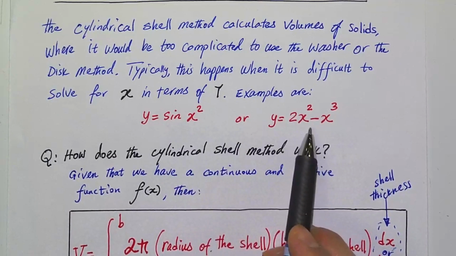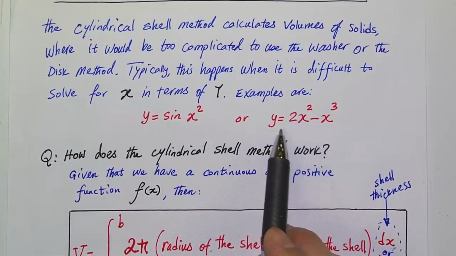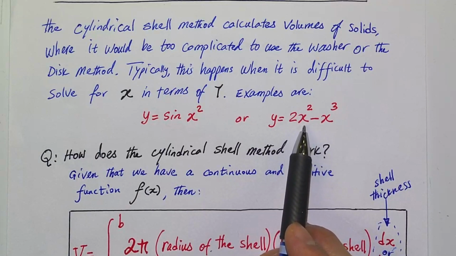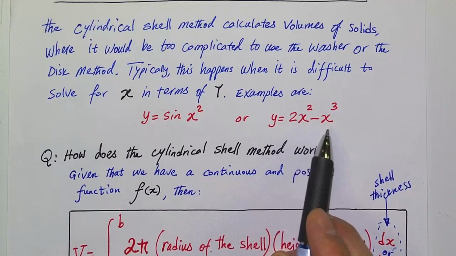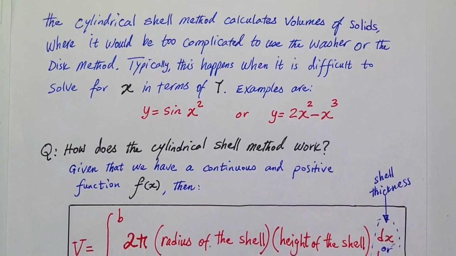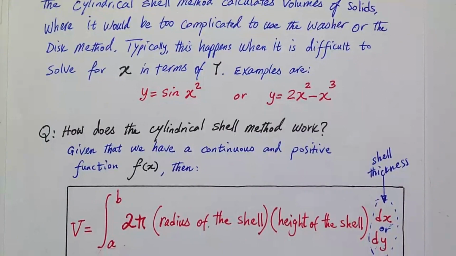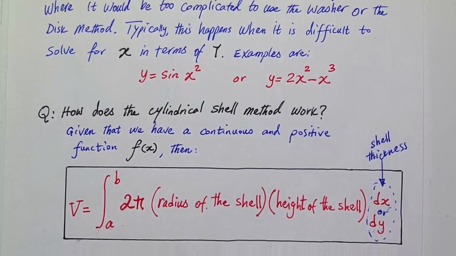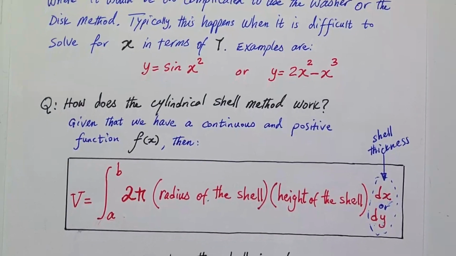So the same thing here. We have the function given in terms of x and we want to write it in terms of y. In other words, if we wanted to solve this expression for x, how would we do it? It would be a complicated procedure. So in such cases, we use the cylindrical shell method to find the volume when we integrate.